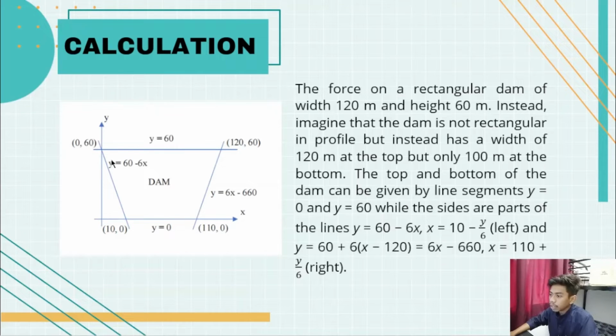The top and bottom of the dam can be given by the line segments y equal to 0 and y equal to 60, while the sides are parts of the lines. The left side is y equal to 60 minus 6x, and changing it to x, we get 10 minus y over 6. For the right side, y equal to 60 plus 6 times (x minus 120), and we get y equal to 6x minus 660. We change it to x equal to 110 plus y over 6.